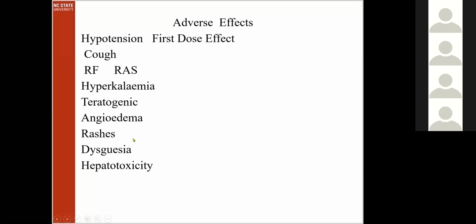Captopril. Very good. Because of the sulfhydryl group, this captopril causes rashes and dysgeusia. Dysgeusia means altered taste. There is a loss of taste sensation or some different taste sensation, that is called dysgeusia. So rashes and dysgeusia are caused by captopril. And to some extent, it can also cause hepatotoxicity.